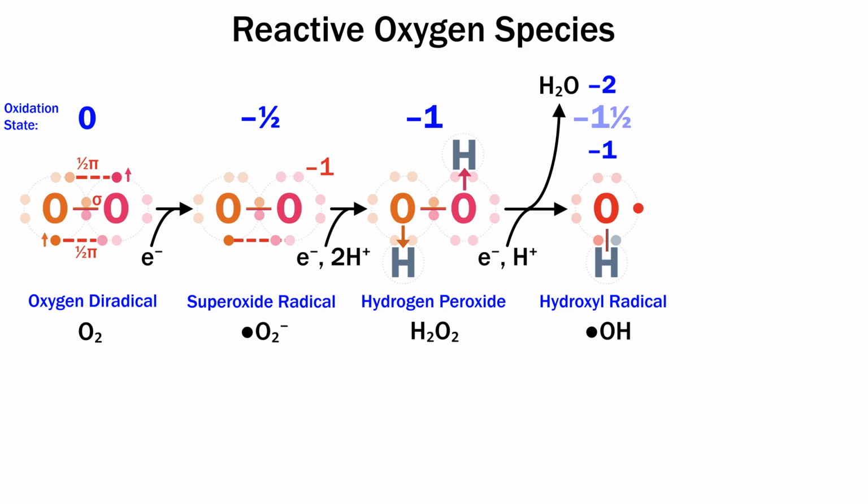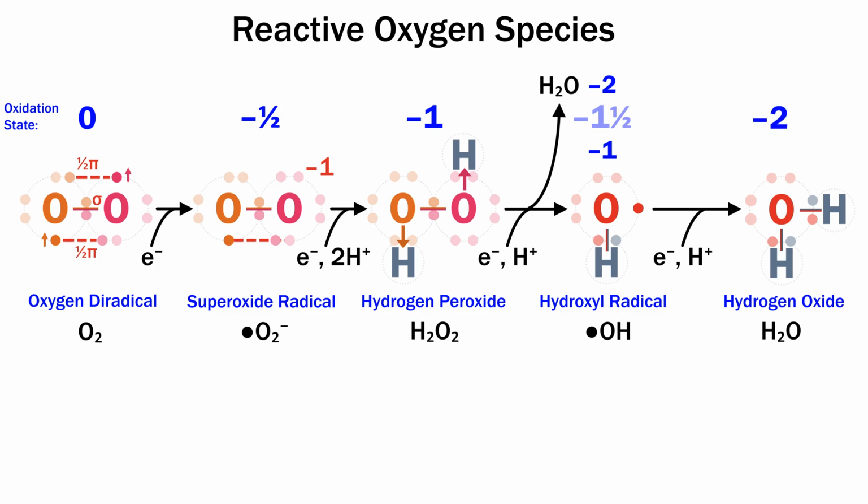Let's add one more hydrogen. Finally, we have the most stable form, oxide, in this case hydrogen oxide or water. This has the -2 oxidation number that we usually see for oxygen in organic compounds. In the biological setting, the middle three of these are considered reactive oxygen species, even though peroxide is not technically a radical and oxygen technically is. They can be compared to each other in terms of reactivity or instability.